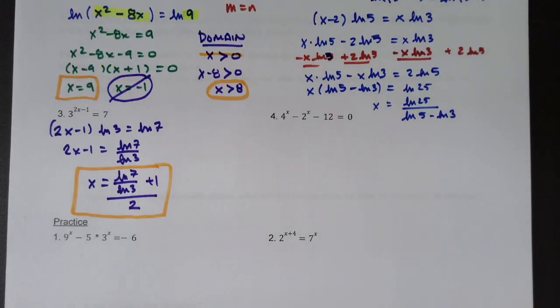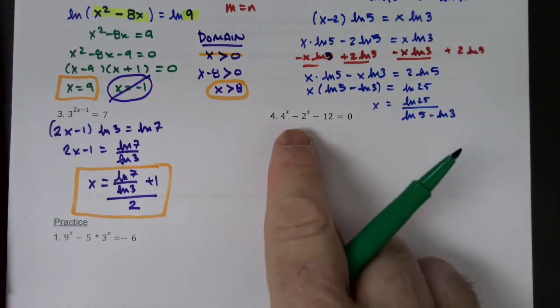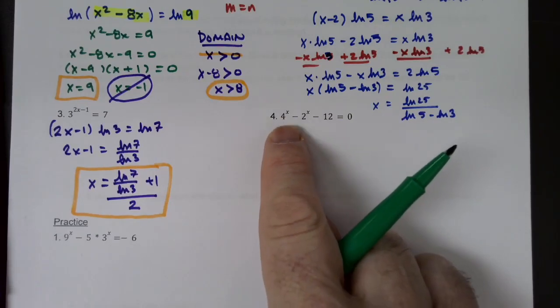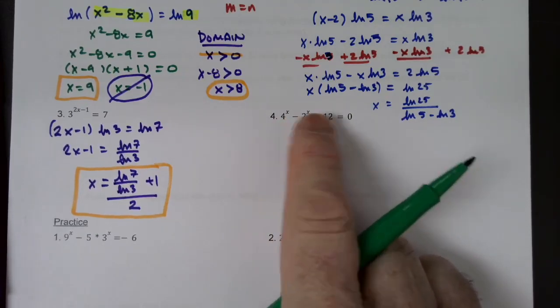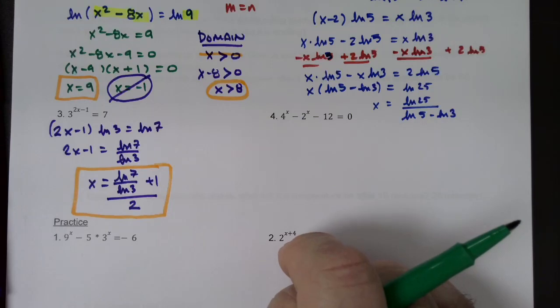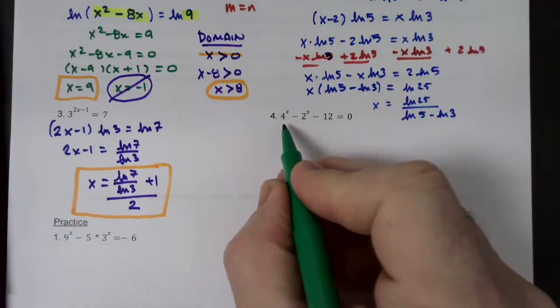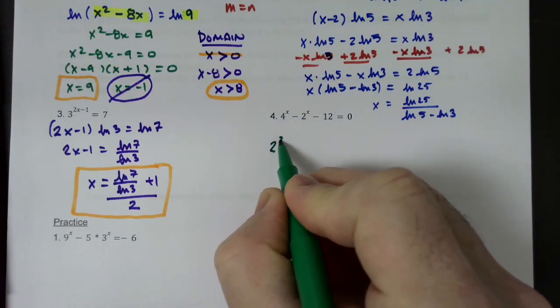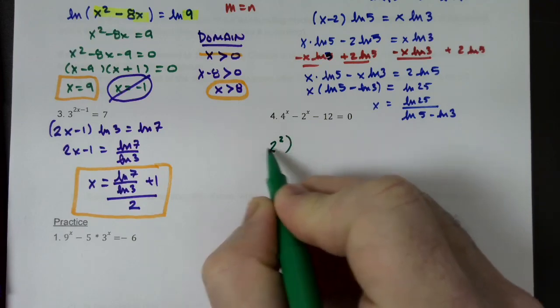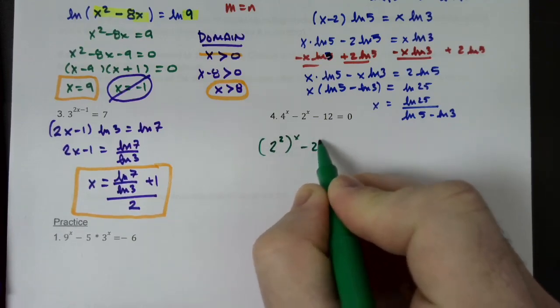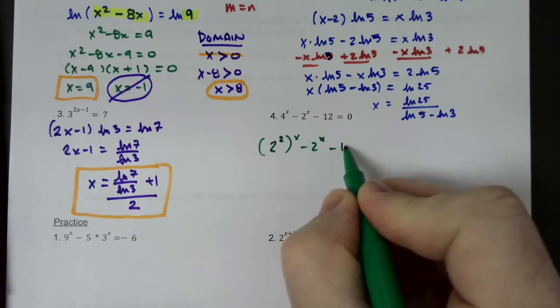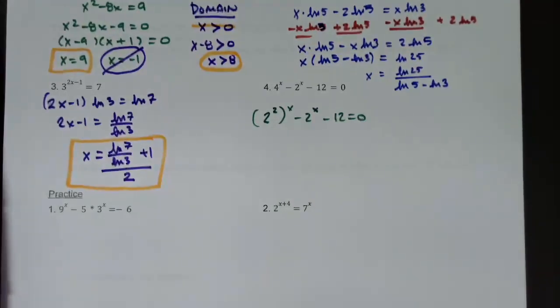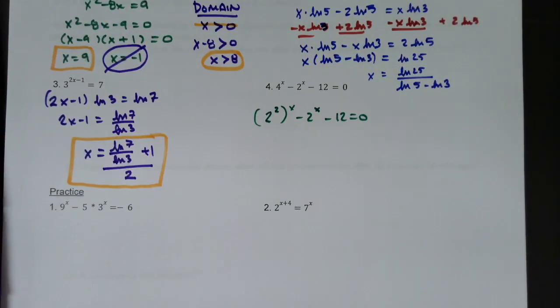Next one. This time I can see in here that I do have some like bases that we can consider. So we know that 4 would be 2 squared. That's raised to the x power minus 2x minus 12 equals 0. From here, a couple different ways we can solve this.